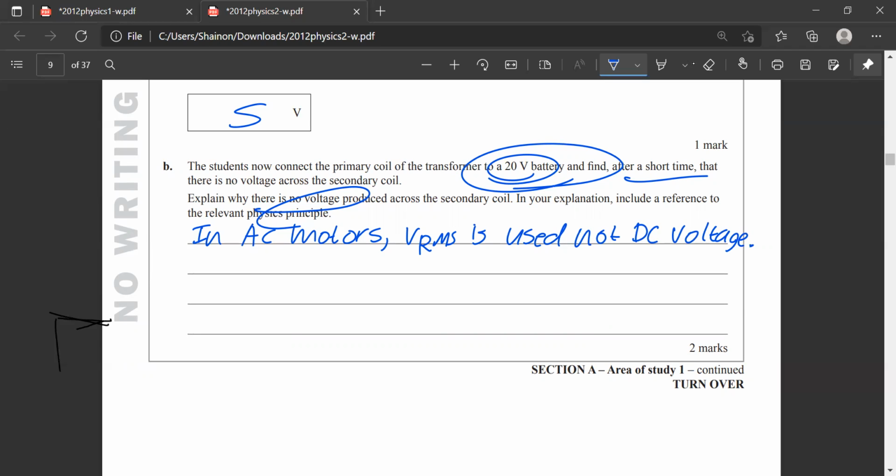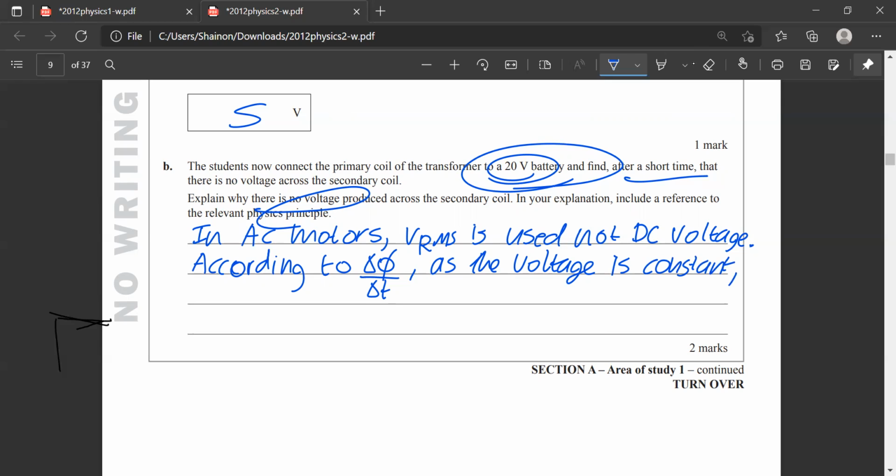I kind of like to write paragraphs, but you can write in dot point format. And I like to use formulas to prove it. As the voltage is constant, there's not going to be a change in flux. So therefore, no induced, so then EMF is not induced.